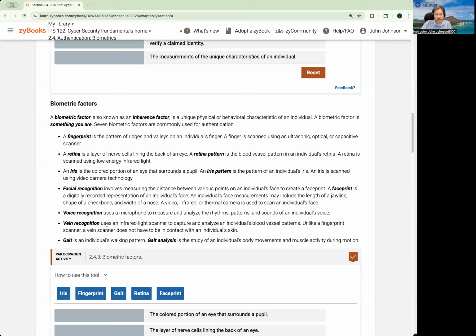And then we've got vein recognition. So vein recognition uses an infrared light scanner to capture and analyze an individual's blood vessel patterns. So unlike a fingerprint scanner, a vein scanner does not have to be in contact with your skin.